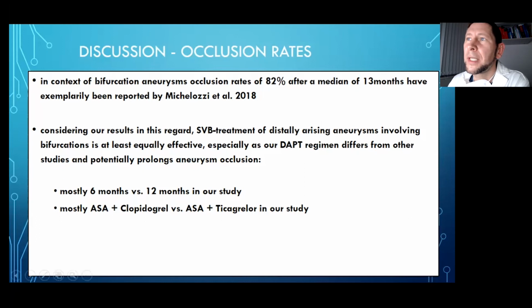And this has to be discussed further because our dual antiplatelet regimen differs from other studies significantly and may actually prolong aneurysm occlusion. Most studies use 6 months of DAPT, whereas we use 12 months in terms of safety. And the other studies mostly use ASA plus clopidogrel, whereas we use ASA plus ticagrelor. And as it is known and published, ticagrelor is much more potent compared to clopidogrel. So the results after Vista baby treatment may be even superior if you use ASA plus clopidogrel instead of our regimen. So in general, we use ticagrelor because there are no significant cases of ticagrelor resistance, whereas clopidogrel resistance has been reported in up to almost 40%, depending on the different populations.